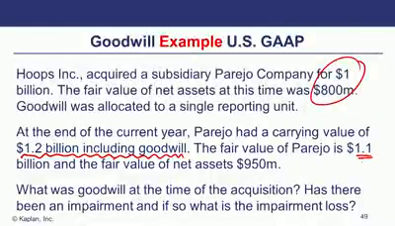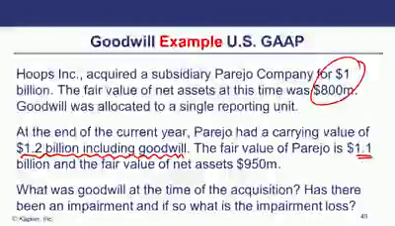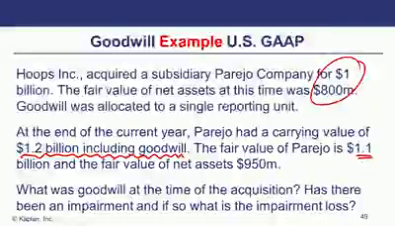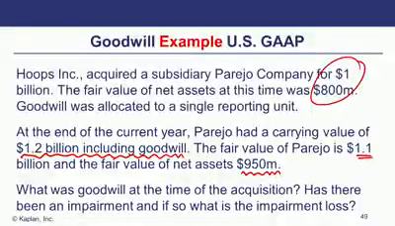Now, of course, what we can see is immediately we have an impairment. The fair value of the subsidiary, and quite how we establish that is another matter, is 1.1 billion, whereas the carrying value of the subsidiary plus its goodwill is 1.2 billion. We're also told that the fair market value of its net assets at the current date, so not at the acquisition, but at the current date, is 950 million. So what was the goodwill at the time of the acquisition? Well, that's relatively straightforward: 1 billion less 800 million, 200 million.